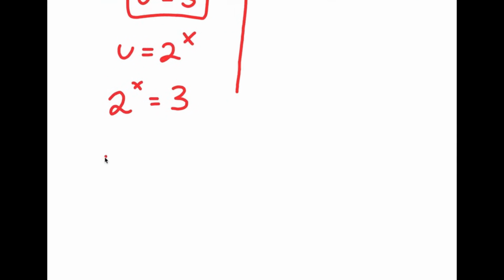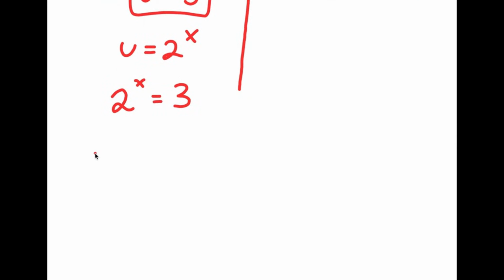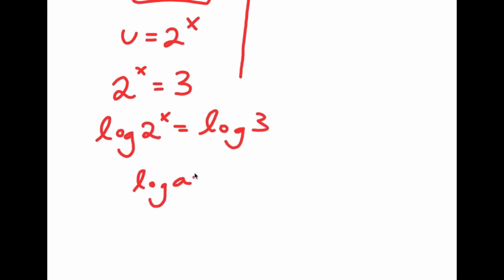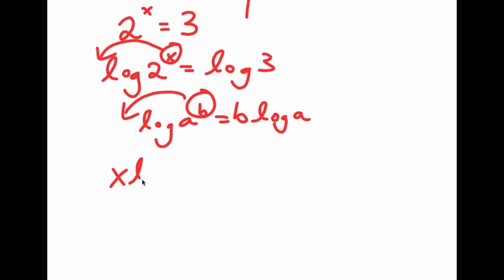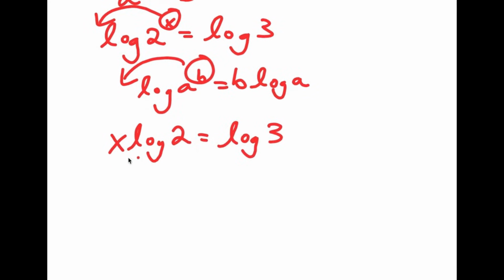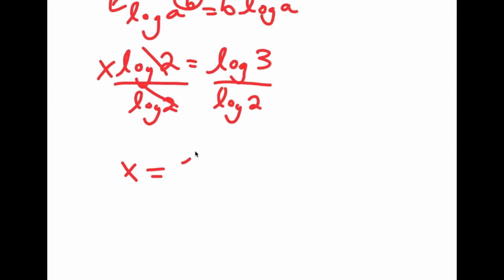And now to solve this, I'm going to start by taking the log on both sides, so I get log 2 to the power of x is equal to log 3. And if I have something in the form log a to the power of b, I can move this exponent b to the front, so it's going to equal b times log a. So in this case, I have log 2 to the power of x, and I can move x to the front, so I get x times log 2 is equal to log 3. And now if I divide both sides by log 2, these two cancel out, and I get x is equal to log 3 over log 2.